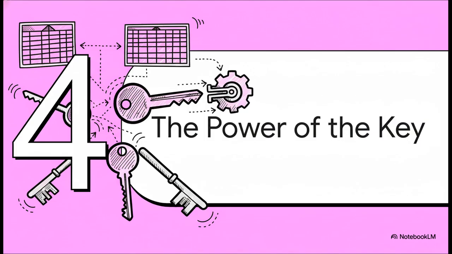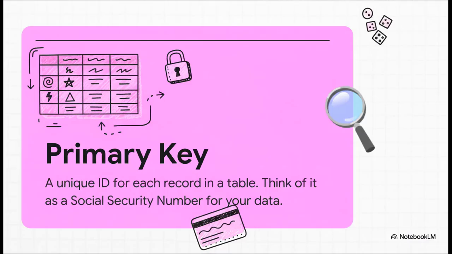Okay, so we've got two separate tables. How in the world do we connect them? This is where the real magic happens, using something called keys. This is the engine that makes the whole relational model actually work. First up, we've got the primary key. In our categories table, that category ID is the primary key. Every single row gets its own one-of-a-kind number. So one might be for food, two for transport, you get the idea. It's just like a social security number. No two categories can ever have the same ID.